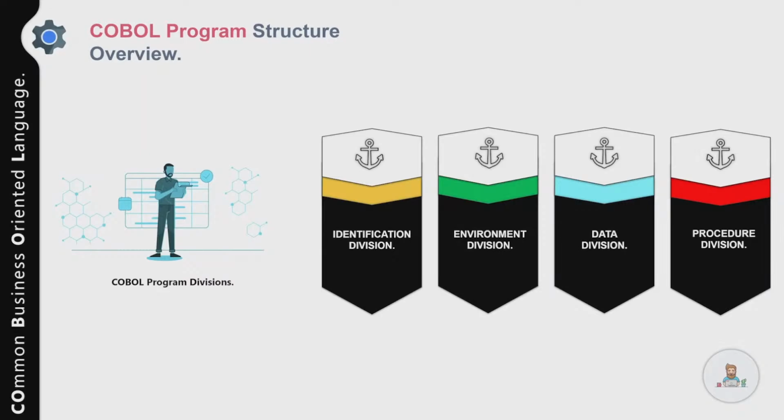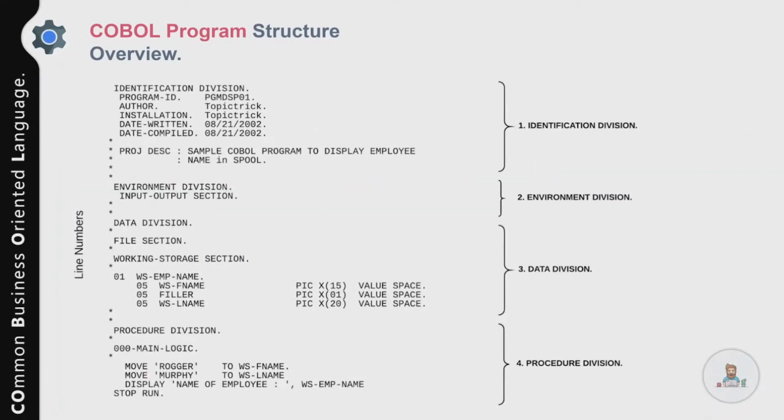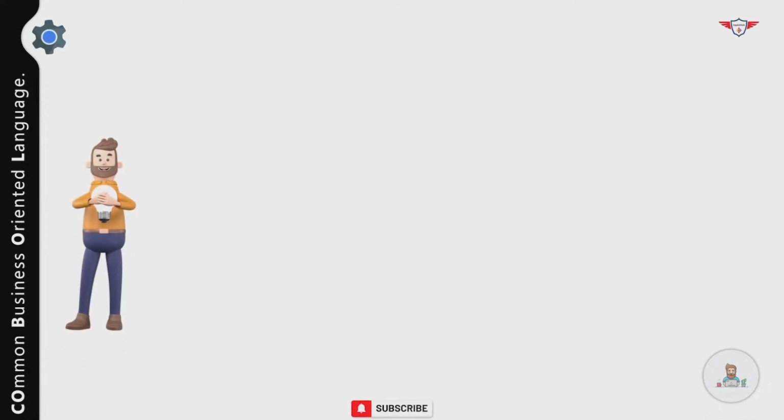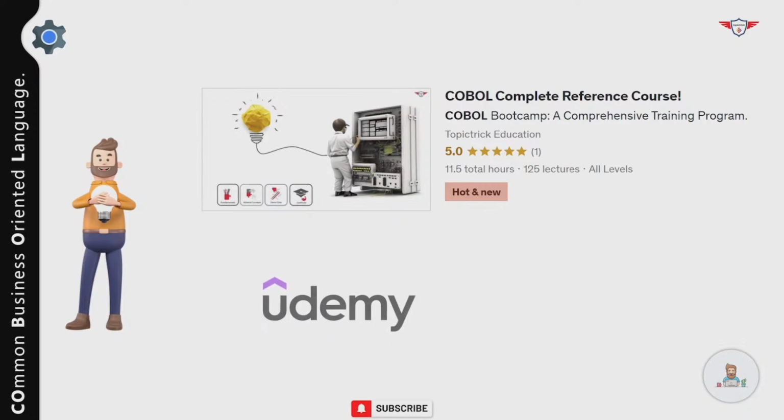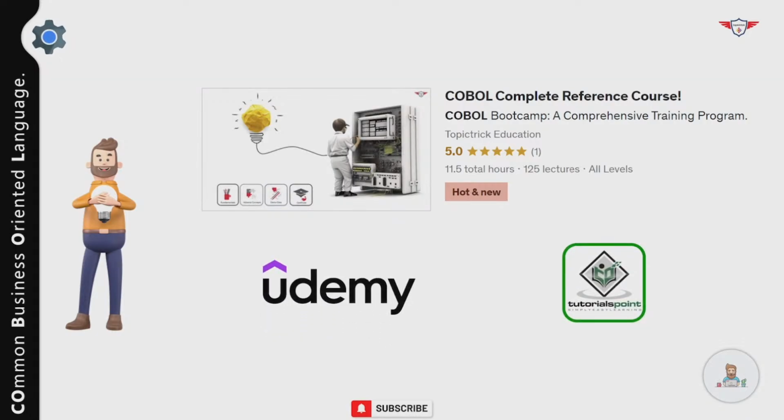Now, let me showcase a sample COBOL program so that you can understand how exactly the entire program is divided into different divisions. In this program, you have 4 divisions, and these 4 divisions we have precisely discussed a couple of minutes back. First one is identification division, then you have environment division, then the third one is data division, and the last one is procedure division. So this is how you structure your COBOL program. If you want to further understand the different sections and subsections that you can include in each division, then do check out our course on Udemy or Tutorial Point.